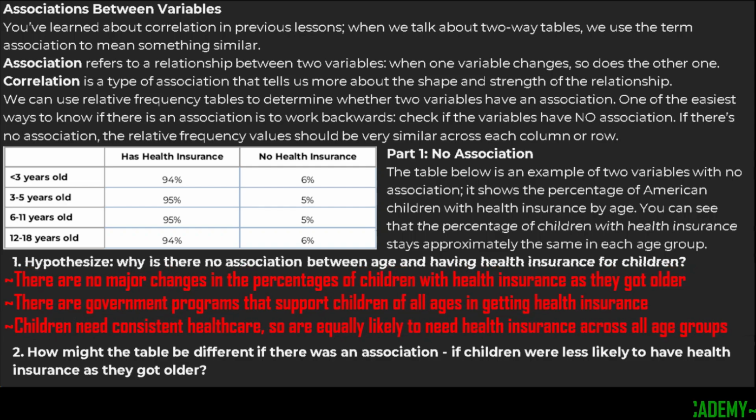Just pick one option. So it says, for the first one, there are no major changes in the percentages of children with health insurance as they get older. In the second option, it says there are government programs that support children of all ages in health insurance. And then for the third one, it says children need consistent healthcare, so are equally likely to need health insurance across all age groups.